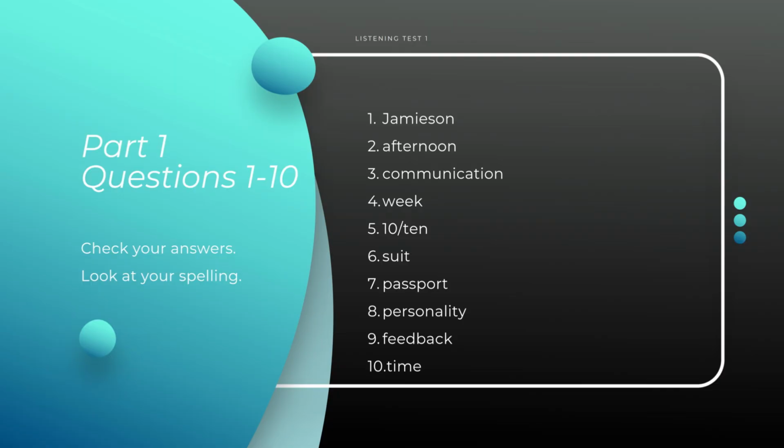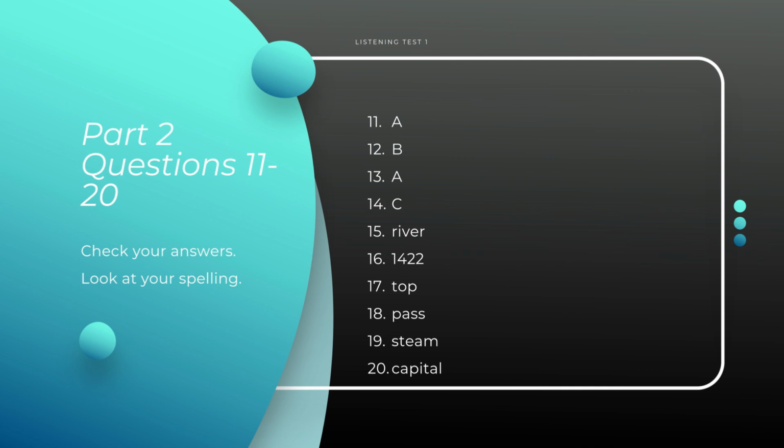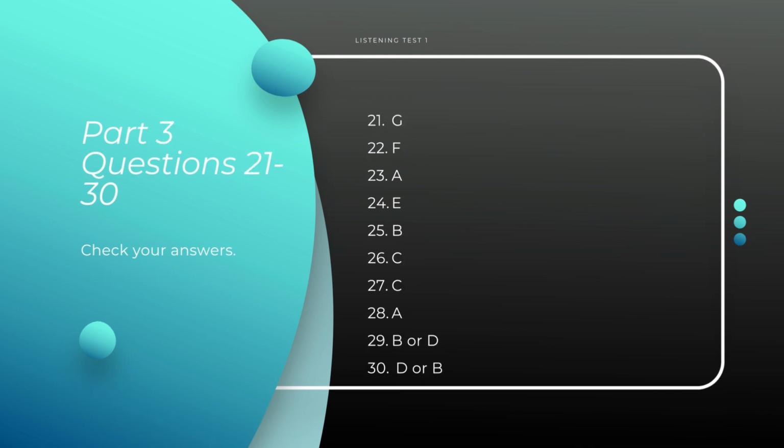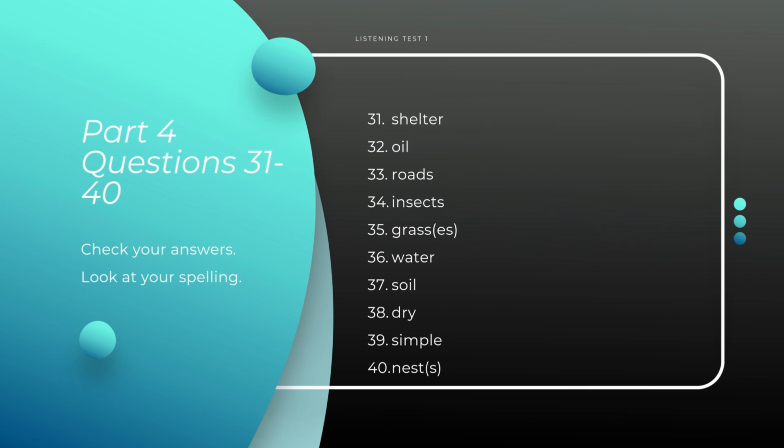Ready? Part 1, here are the answers for the first 10 questions. Check your answers and look at your spelling, because spelling is important. Now, here are the answers for Part 2, questions 11 through 20. Look at your spelling. Make sure you spelled them right. Here are the answers for Part 3, questions 21 through 30, and check your answers. Here are the answers for Part 4. These are questions 31 through 40. Check your answers and look at your spelling.